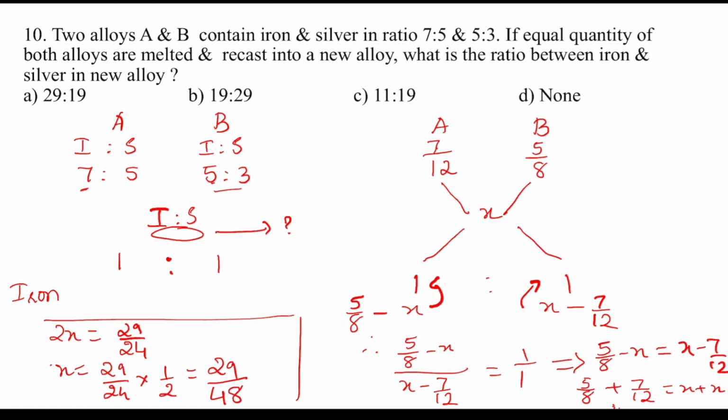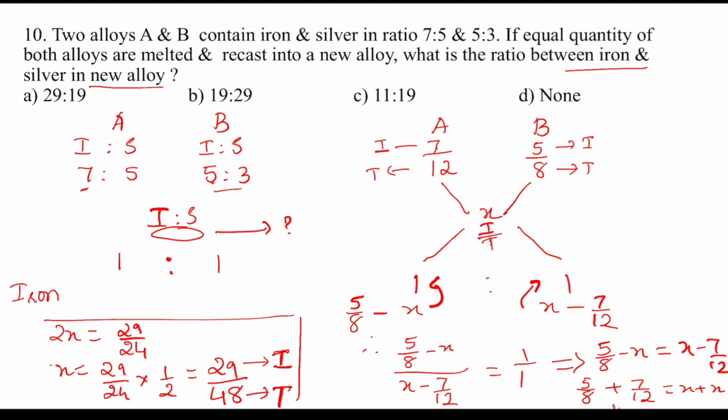But this was regarding iron, isn't it? That means if this was iron, then this was the total alloy. Okay, that means they are asking us what is the ratio between iron and silver in the new alloy. So this is total and this is only iron from that. Because we are taking iron by total everywhere, isn't it? This was iron by total, this also iron by total. So whatever answer we got here is also iron by total.